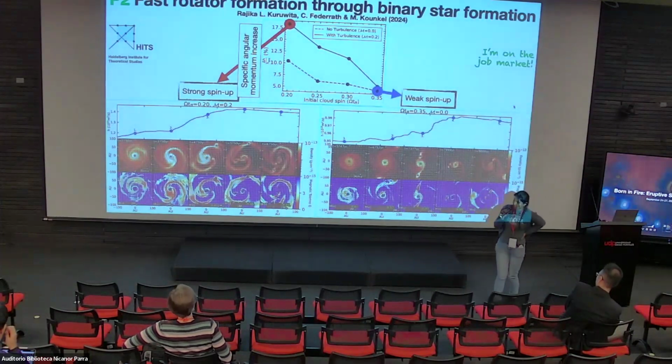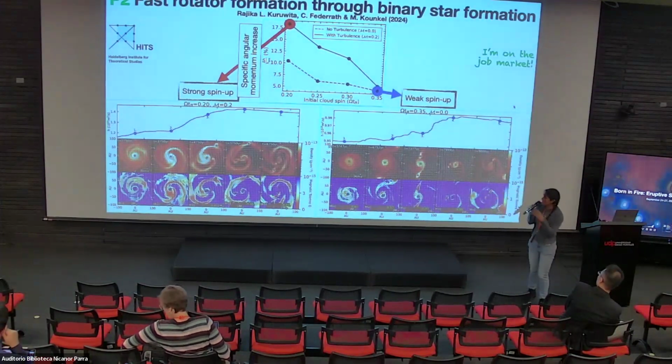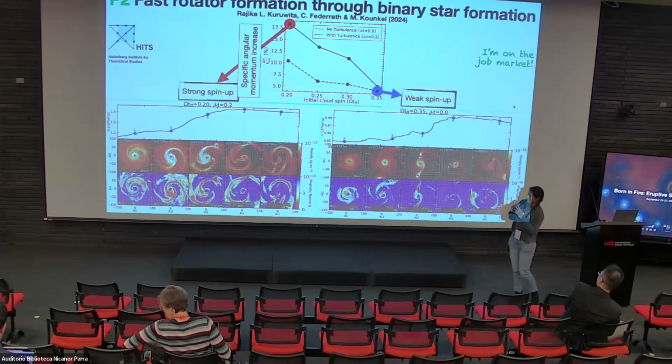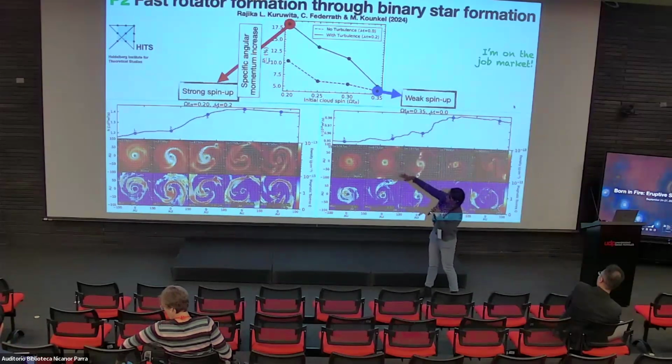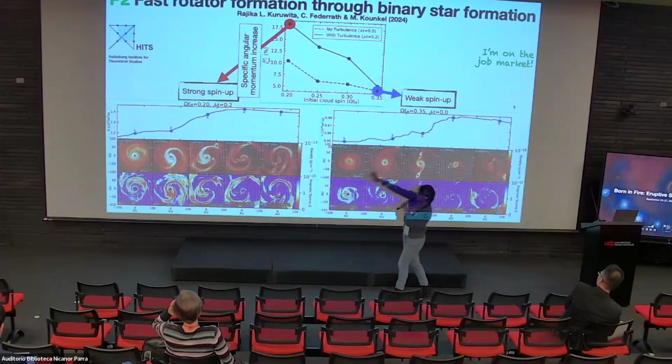But in this poster, I am presenting some work I did recently, looking at how we can make fast rotators through binary star formation. So fast rotators are these stars that have rotation periods of less than 2 days, and a lot of them are found to be in binaries. So I did some simulations looking at clouds collapsing and disk fragmentation, and I could track the spin of the primary stars. And from the simulations, I saw that some simulations had a spin-up of almost 20% and some as low as 5%. So when I looked at the two cases, I tried to figure out what was happening.